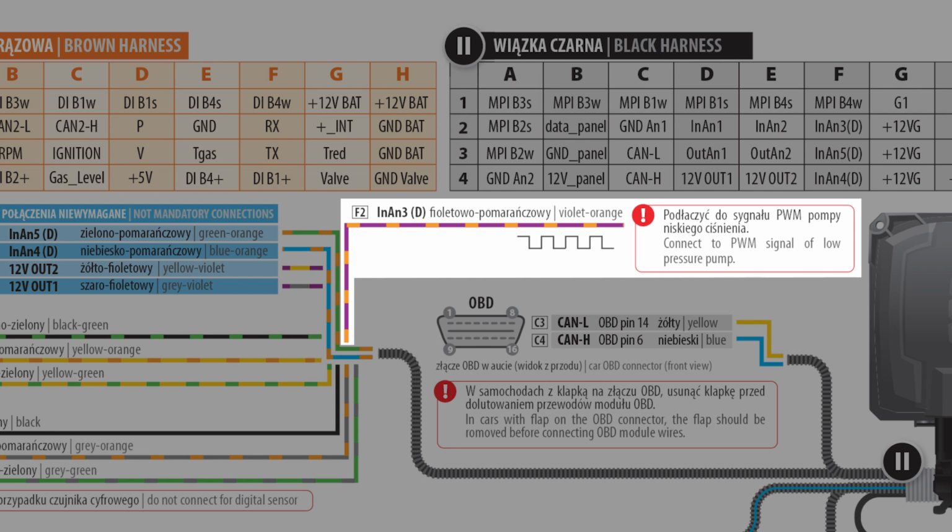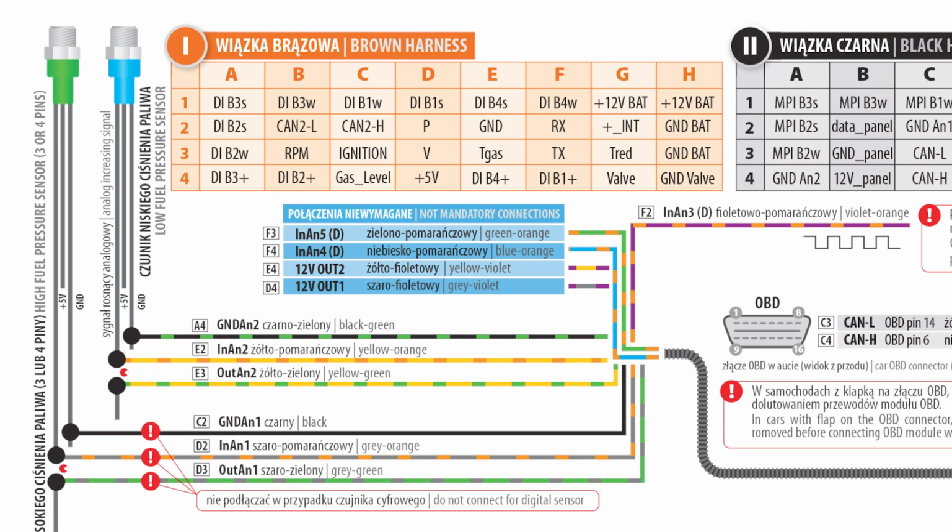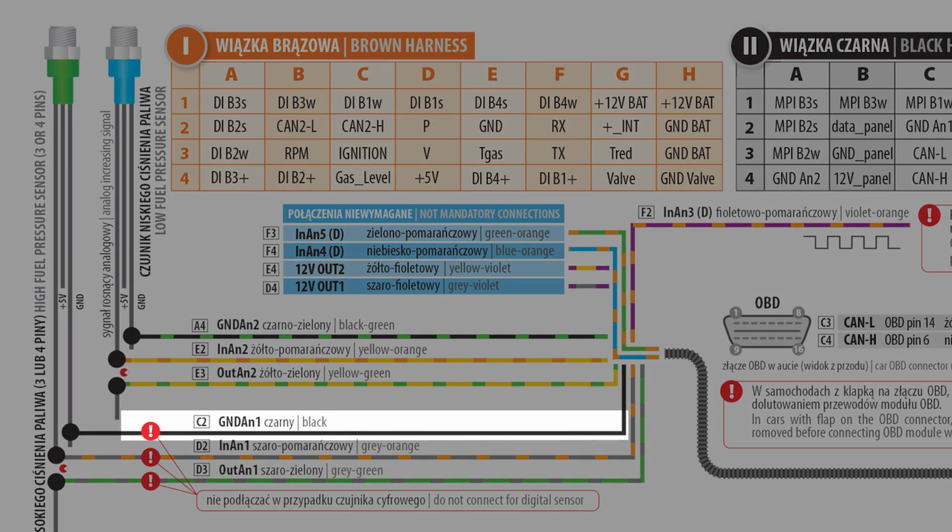Remember, for NEVO-SKY Dual controllers, it is required, in addition to cutting the cable sending the analog signal, to connect the masses of the high and low-pressure sensors. Accordingly, the wire GNDAN1 of black color and GNDAN2 of black-green color.